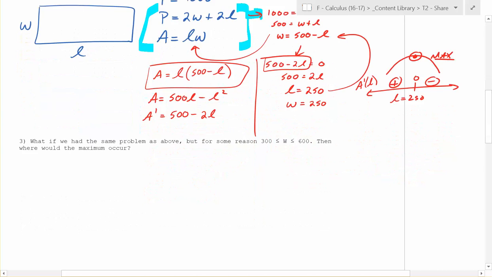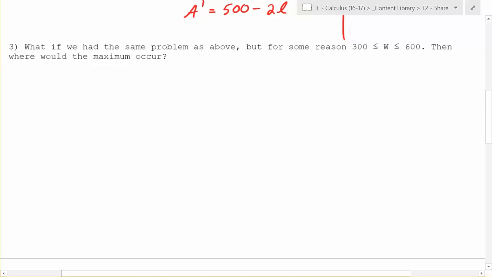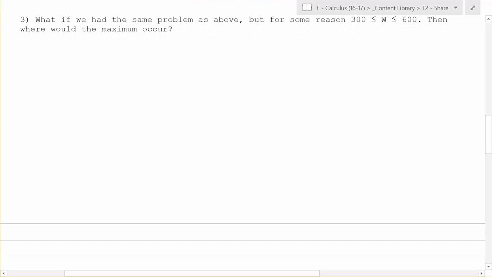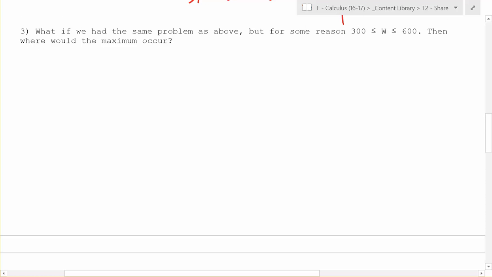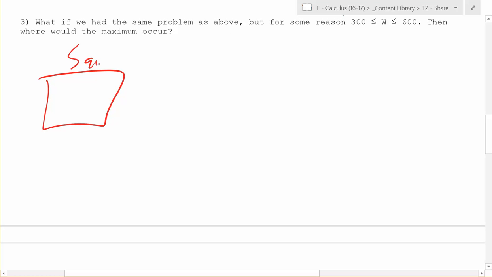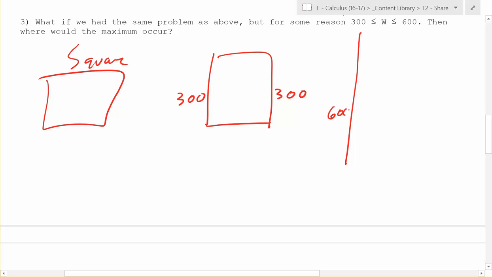Okay, let's look at this one. This is a good quick one you can figure out. What if we had the exact same problem above, but for some reason the width had to be between 300 and 600? If the width had to be between 300 and 600, and you wanted to maximize the area, what do you think the width should be? If the pen had to have a width of 300, we know that it maximizes area when it's a square, right? But let's say this was 300, that had to be 300, or it could go all the way up to 600 and 600. I'm giving you a hint by drawing these pictures here.